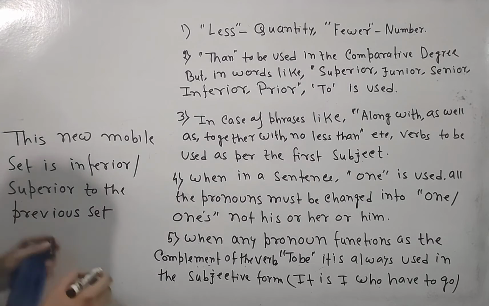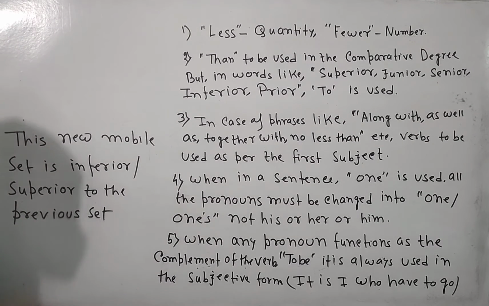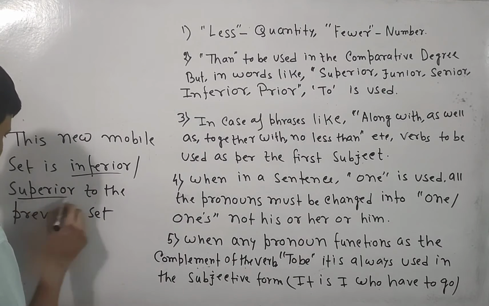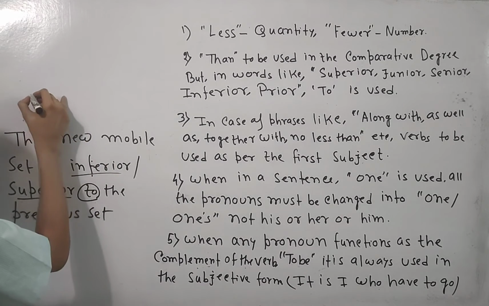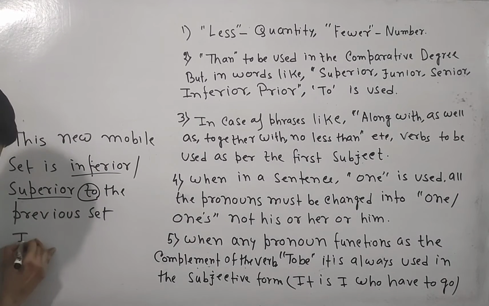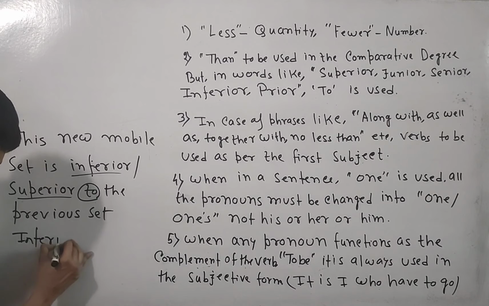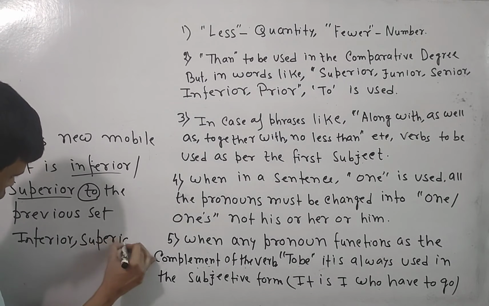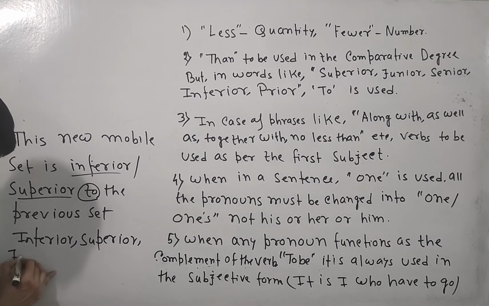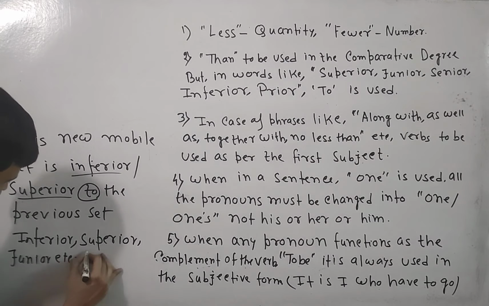Now be careful, here in the sentence we are making a comparison, but still, instead of than, we have used to. So with inferior or superior, to will be used. You can also say junior, etc. All are called Latin comparatives.